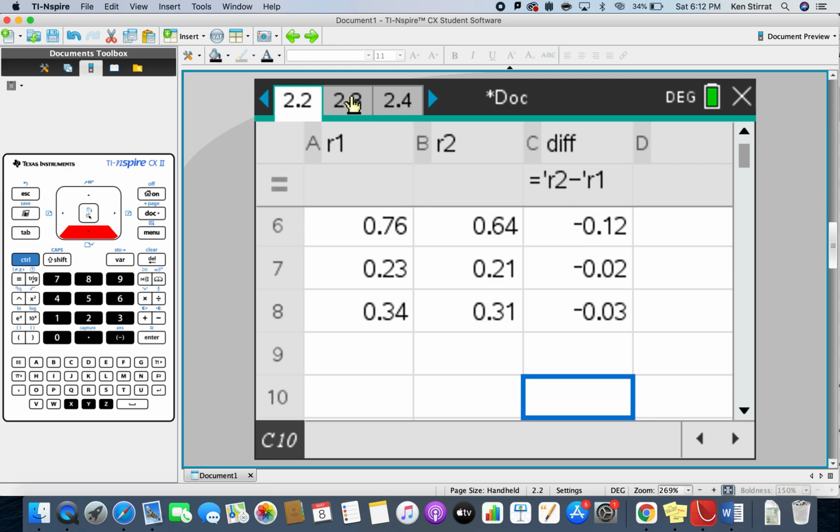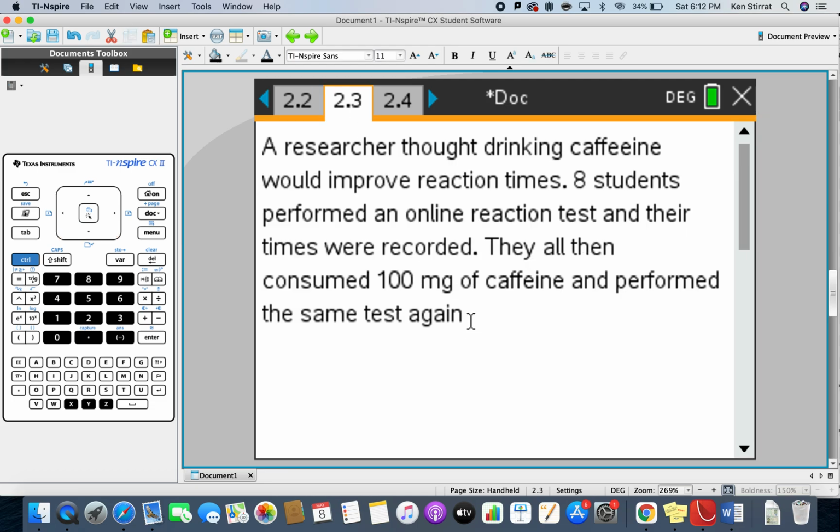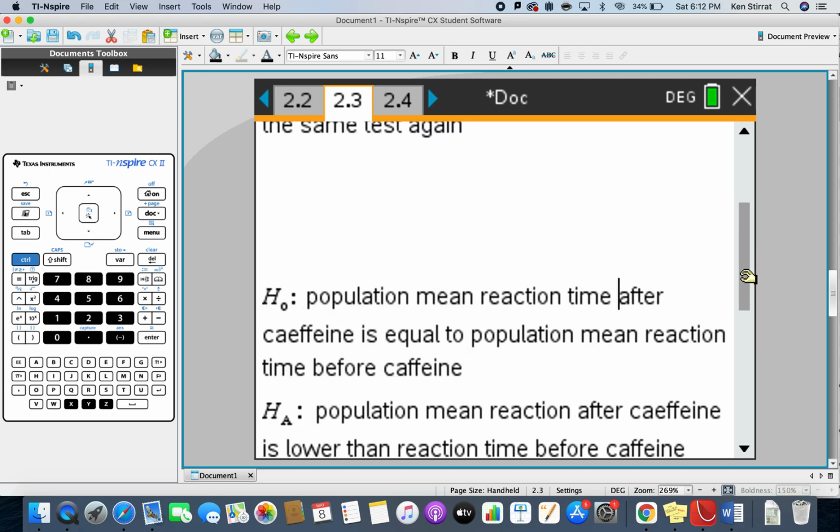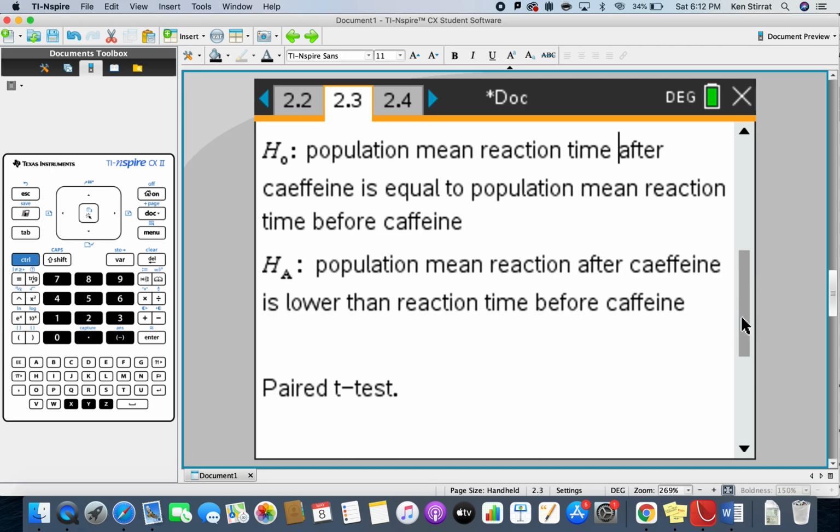So let's go back to our sheet here, and in here we're actually going to do a paired t-test. Have a look at the null and the alternate hypothesis. Now the null is always that there's nothing happening in the populations. Okay, so the population mean reaction time after caffeine is equal to before caffeine. But that's always the null hypothesis.